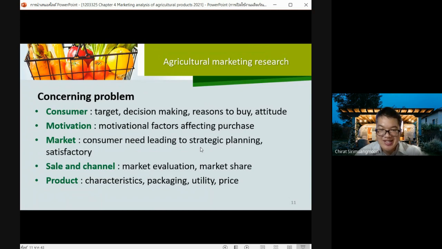And also the utilities. Utilities I mentioned in the first chapter, like time utility, place utility, and ownership utility, and also the price. So these are the things that you need to concern in terms of agricultural marketing research. Again, when you want to do marketing research, especially for agricultural products, there are 5 things that you really need to concern, including the consumers, motivation, market, sales and channels that you need to distribute through, and also the product.